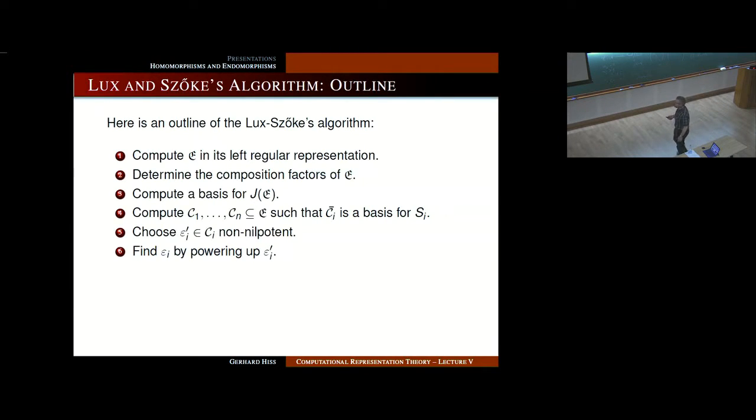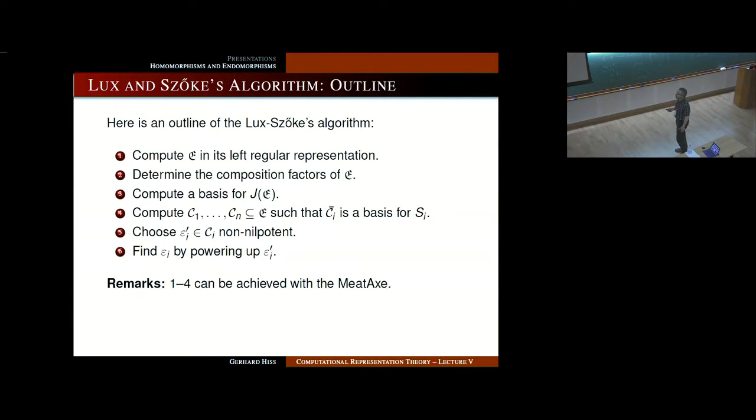And then if you have this element, then power this to find EI prime. Power this EI prime to find this epsilon I, with the properties before. So 1 to 4 can be achieved with the MeatAxe. So the MeatAxe has programs to achieve 1 to 4.